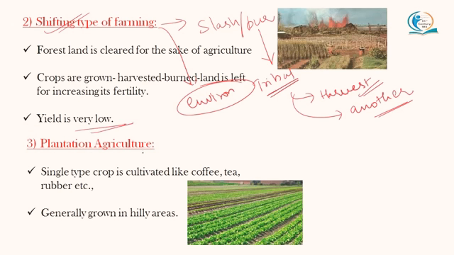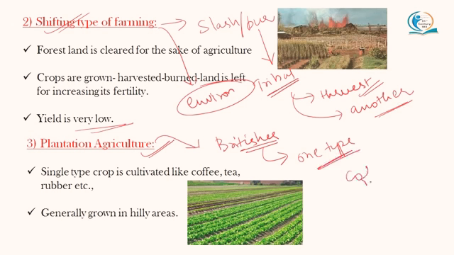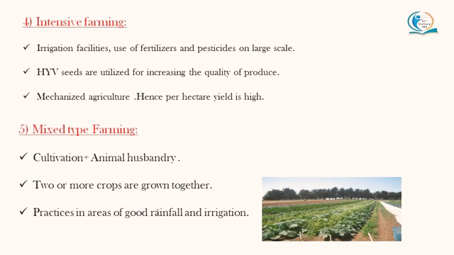Another major type of farming is plantation type of agriculture. This type of agriculture was introduced by the Britishers in India in the 18th century exclusively for the sake of commercial cropping. Under this plantation agriculture, only one type of crop is cultivated. Crops like coffee, tea, rubber, sugarcane, coconuts, etc. are all cultivated under this plantation type of agriculture. This type of agriculture is generally suitable in hilly areas.